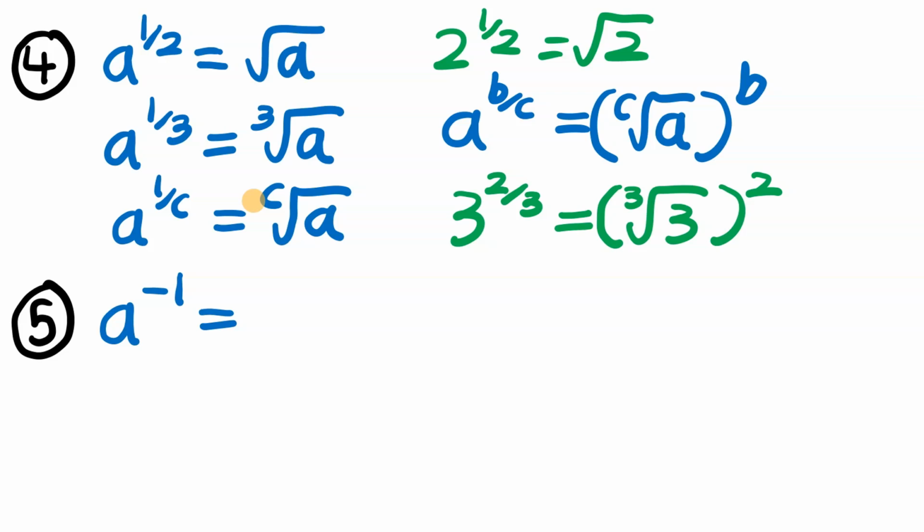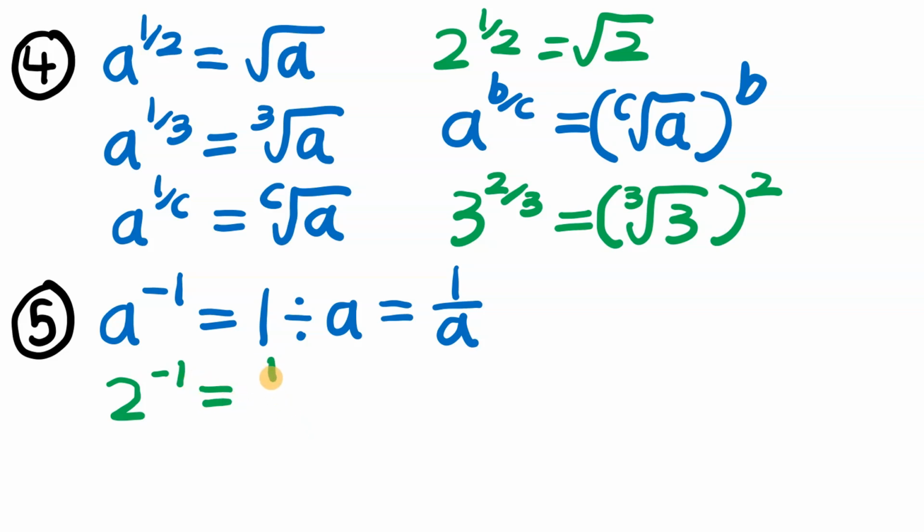Okay, so the fifth law is if you have a to the power of minus 1, this is equal to 1 divided by a, or you can also write this as a fraction, 1 over a. So for example, let's say that you had 2 to the power of minus 1, this is going to be equal to 1 over 2, which is a half.